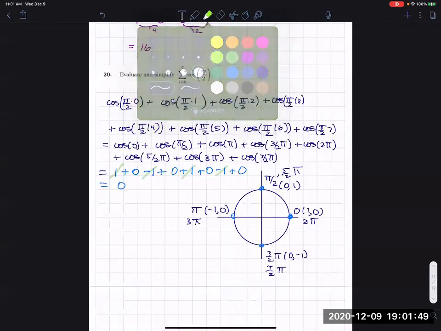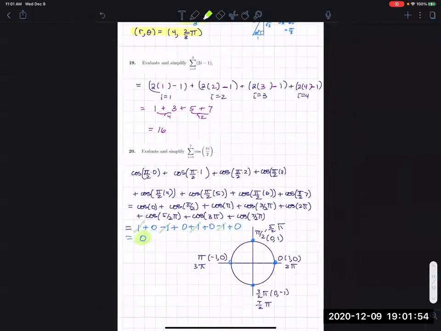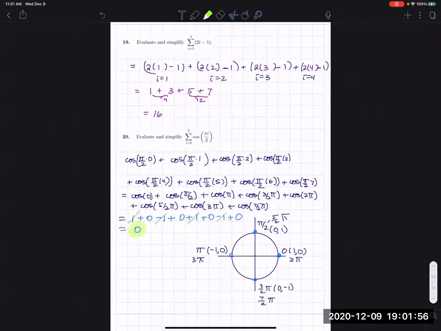So I thought that was sort of a good problem there. Okay, so that's a review of summations and a little bit of trig thrown in.